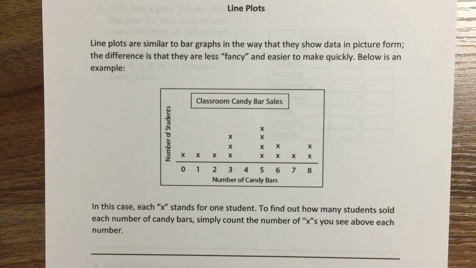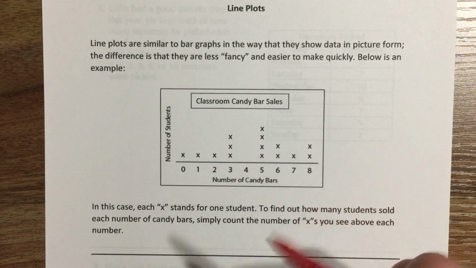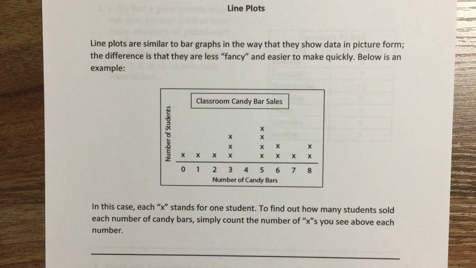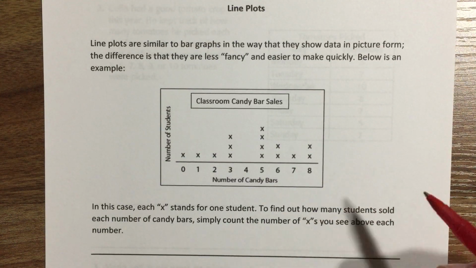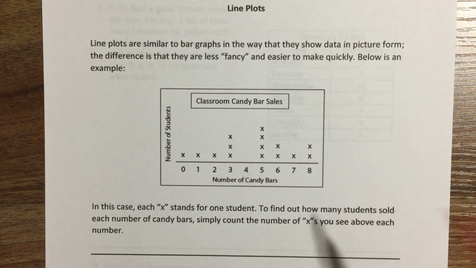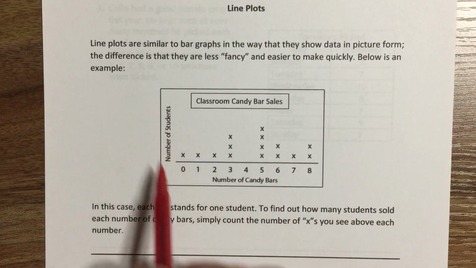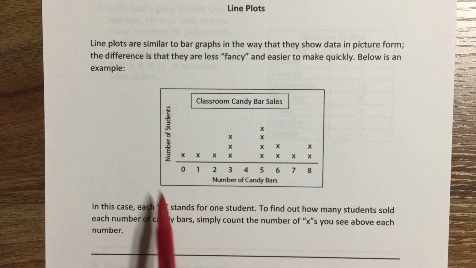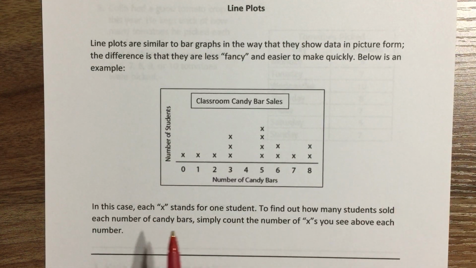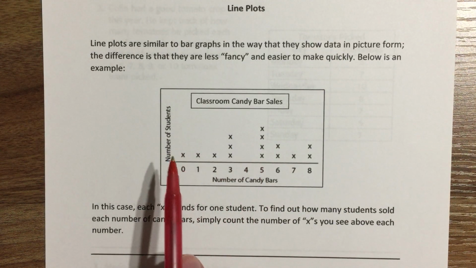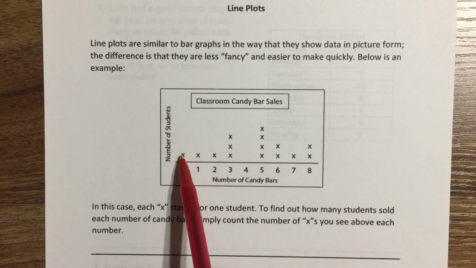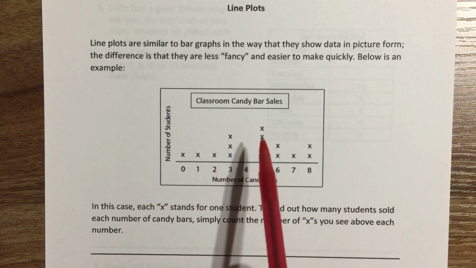So the difference between a line plot and a bar graph is that these are a little bit less fancy. You can make them a little bit more quickly. There are fewer labels you have to worry about, but you still have a title. You still have what's on this axis, and what's on that axis, going side to side, going up and down. But in this case, we don't have bars. What you see in here is a whole bunch of X's.